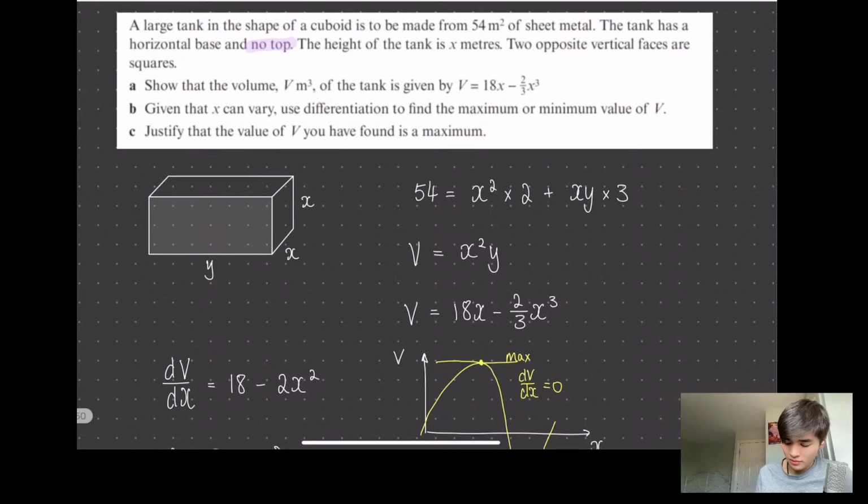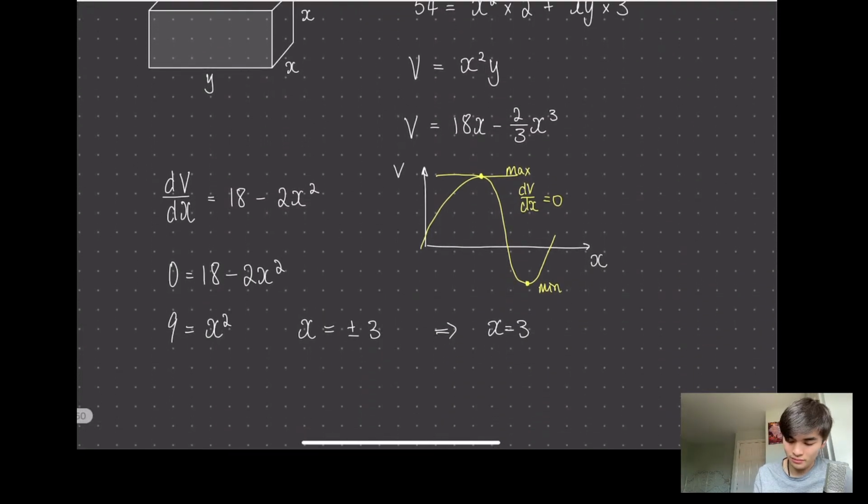Okay, and once we've found the x value, we also have an equation that takes that x value to find out volume. So the volume when x equals 3, it's going to be something like that. And what does that work out? 36.